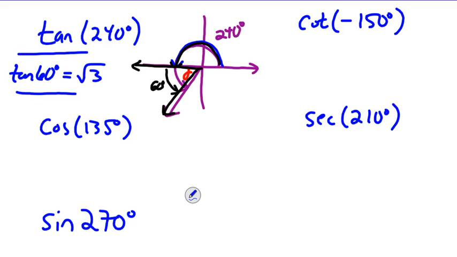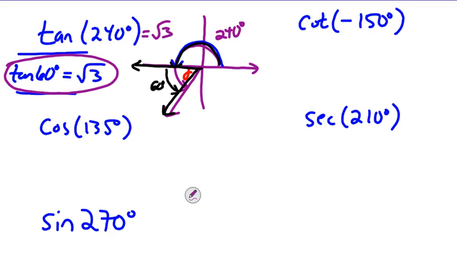Very good. In quadrant 3, tangent is positive because x and y are both negative. So that's my answer. The tangent of 240 is the same as the tangent of 60, because tangent is positive in 1 and 3. Okay. Let's do the rest of them. Maybe we can do these a little bit quicker.